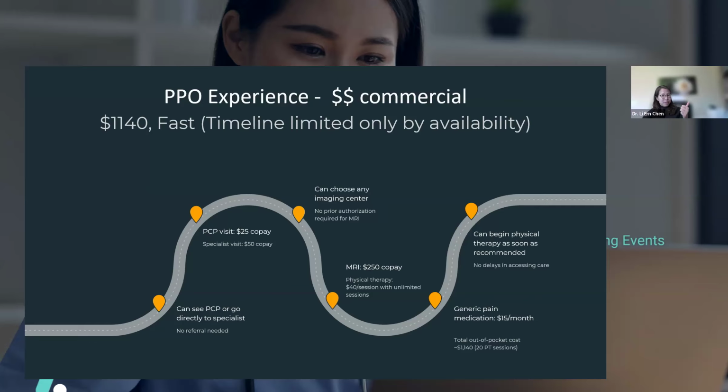So you don't need to see your PCP first, right? So you skip that first visit and you can go straight to a specialist if you'd like. If you see your PCP, that's okay too. And then you end up seeing your specialist.